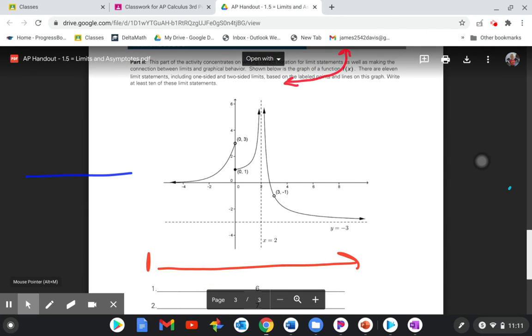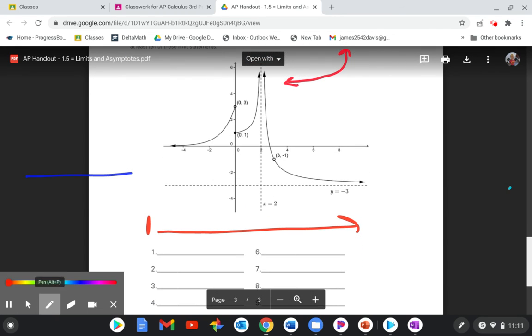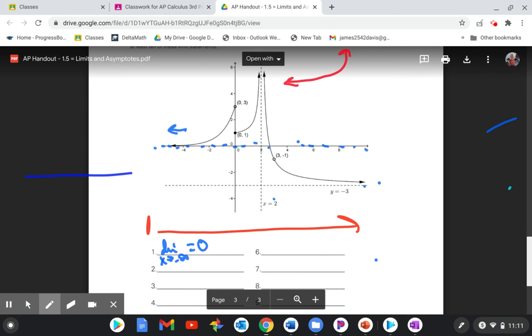So just to get you started, the first one that I would say would be the limit as x goes to negative infinity equals, and well, it's basically saying as we go this way, what does the limit equal? And you can see it's actually approaching 0, right? There's a horizontal asymptote essentially there at 0. You can't see it because it's a solid axis, but that is there.